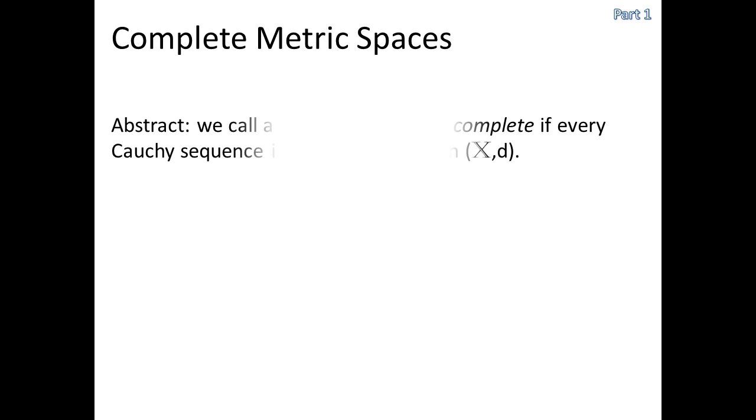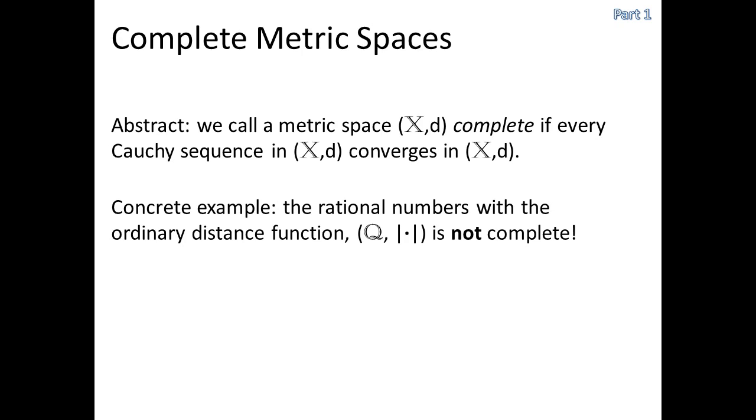And the last little ingredient we need, putting the past few things together, is what we mean by a complete metric space. A metric space is complete if every Cauchy sequence converges in that space. So what that means is that we look at the limits of these Cauchy sequences, and if for every Cauchy sequence we can construct, the limit is also in that metric space, then that metric space is called complete. As a concrete example, the rational numbers with the ordinary distance function is not complete.